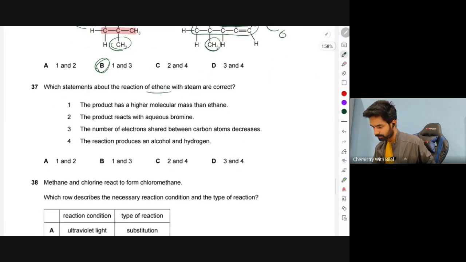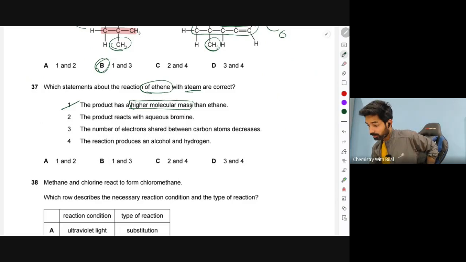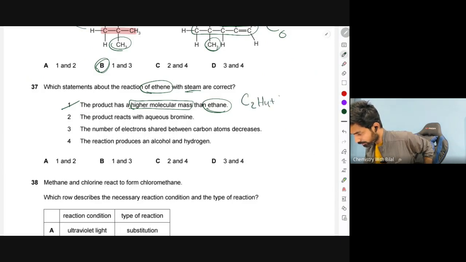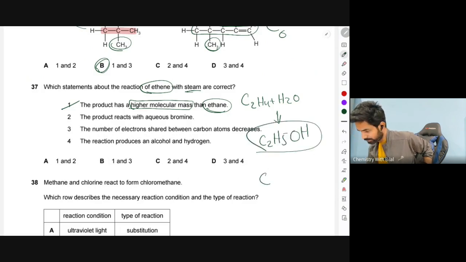Which statement about the reaction of ethene with steam? It is an addition reaction, right? The product has higher molecular mass. The product will be exactly the same as the reactant? Incorrect. Okay, the product has higher mass than ethane. Look, ethene is C2H4, and we are reacting it with steam, H2O, so it will be an addition reaction and you will get a single product, C2H5OH. Its Mr is definitely higher than that of ethane, C2H6. Why? It has oxygen, and oxygen alone is 16. The product has higher Mr, this is the correct statement.